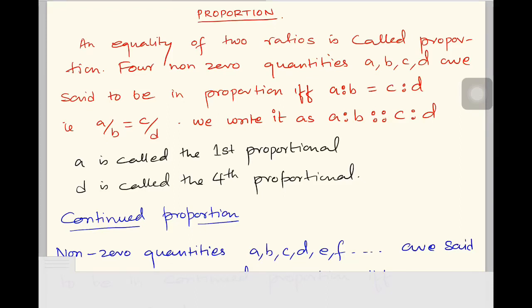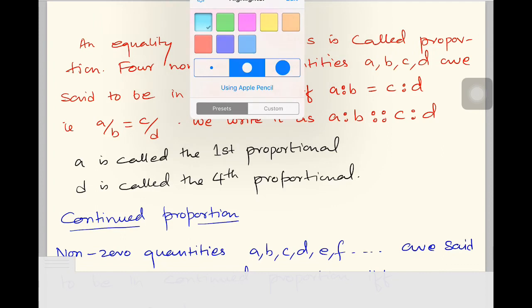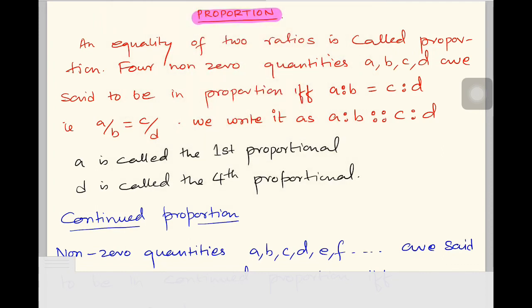Welcome everyone. This is the third video on ratio and proportion. Today we are going to start proportion. What is a proportion? The definition says an equality of two ratios is called proportion.